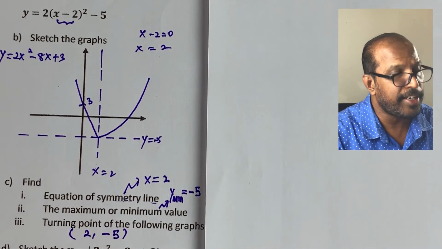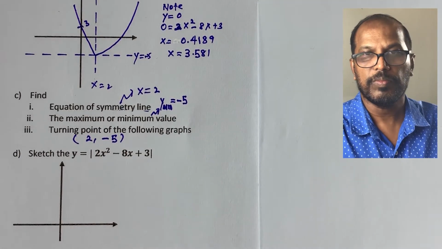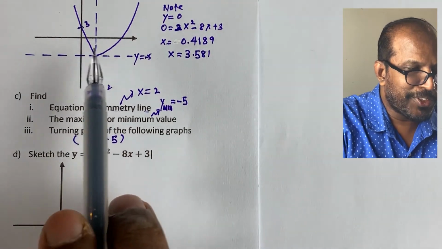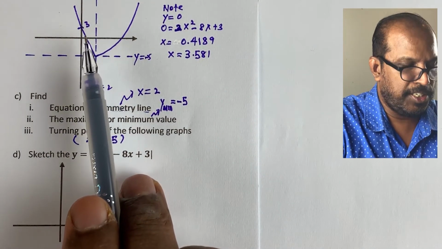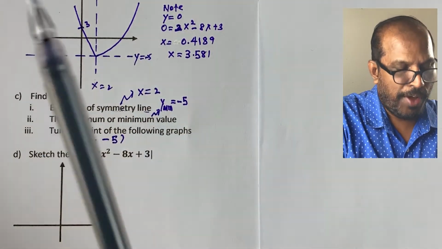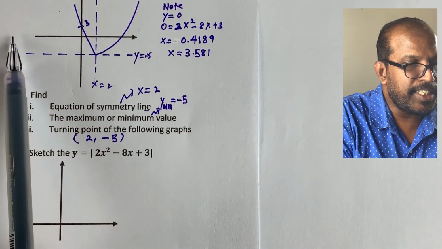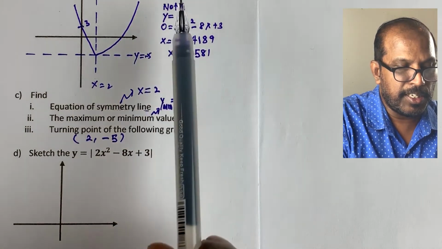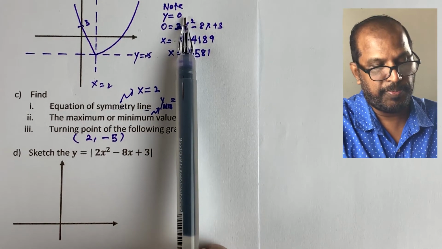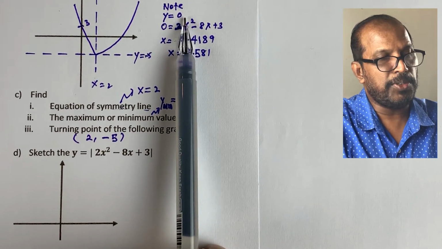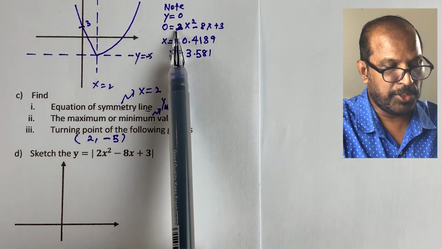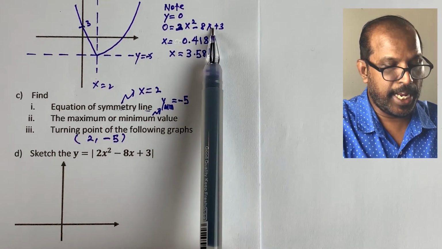Okay, now we have done the question. Now the graph that we have sketched here has no intersections of the x-axis. Now to find the intersection of x-axis, intersect x-axis means, note given here, y is equivalent to 0. When y is equivalent to 0, so 0 equals 2x squared minus 8x plus 3.